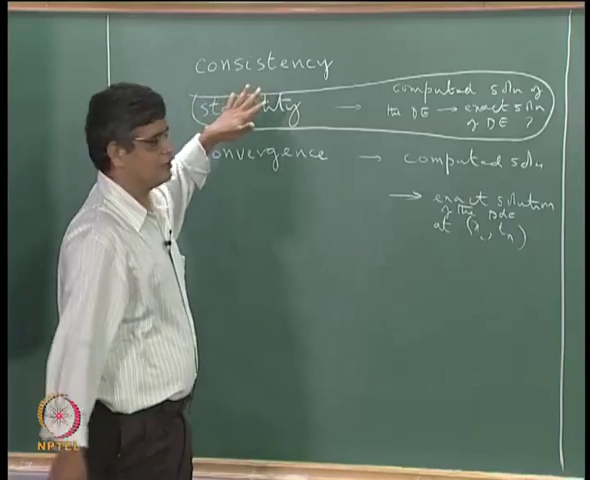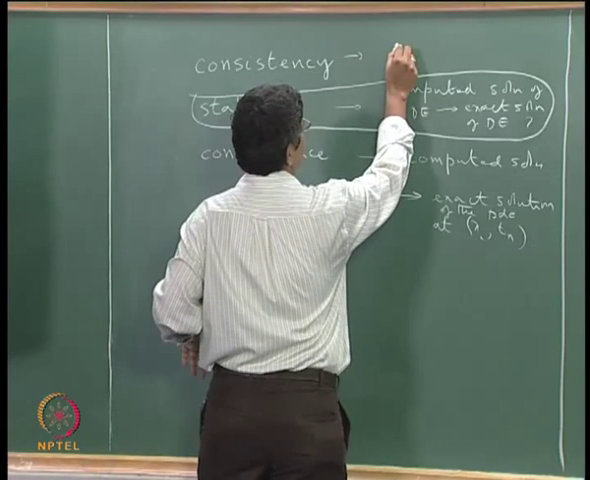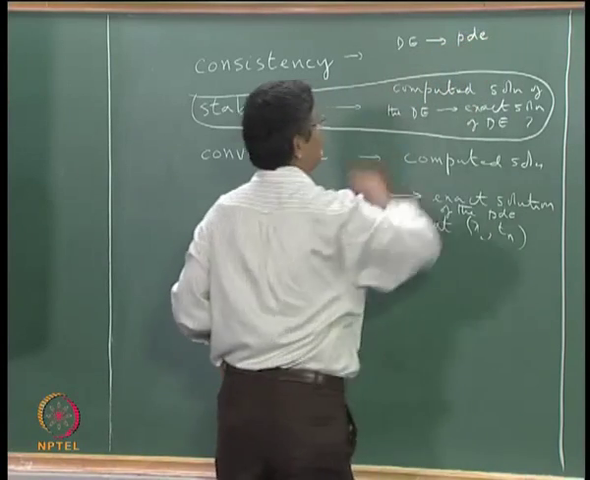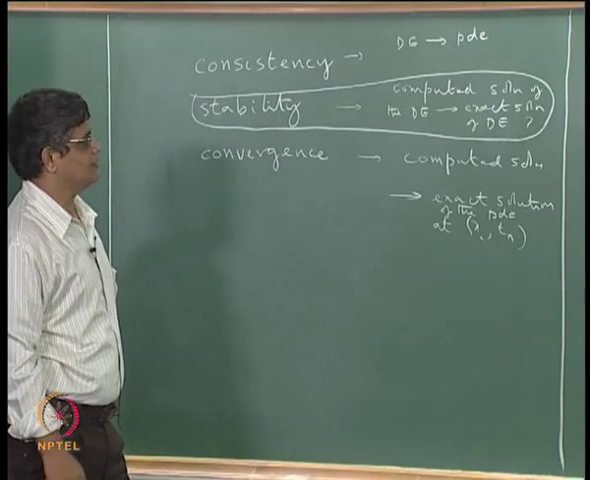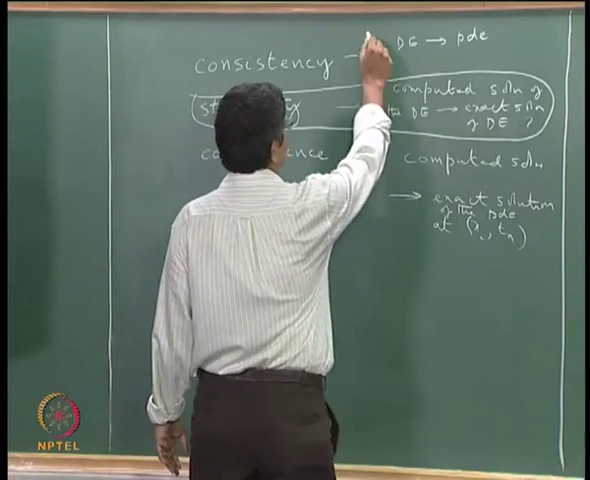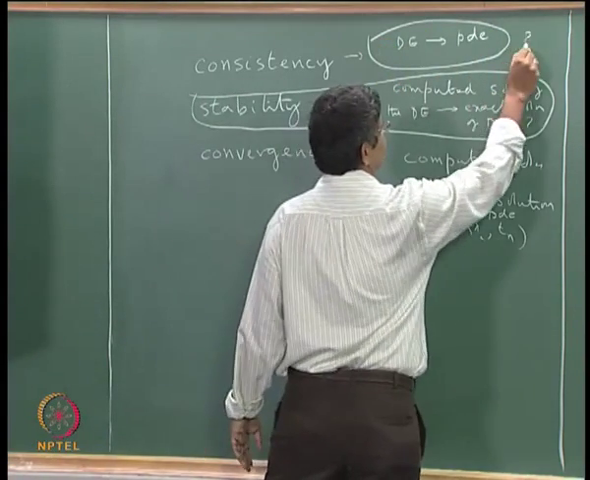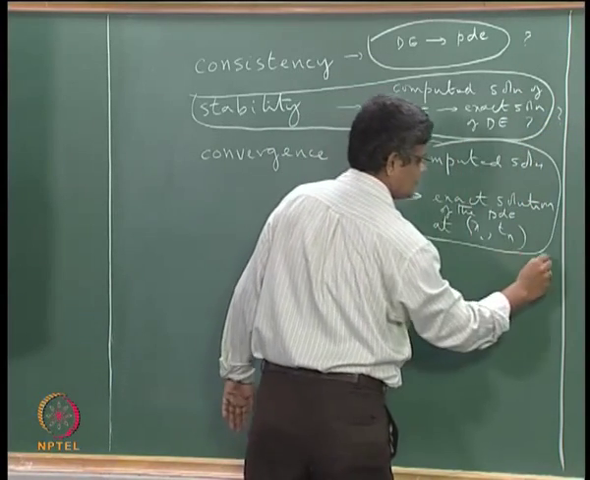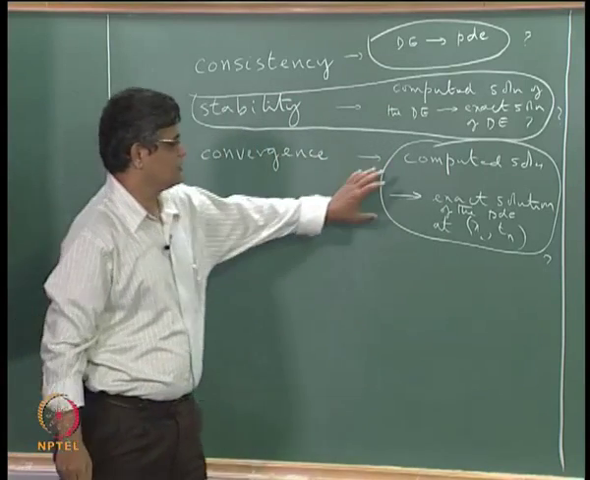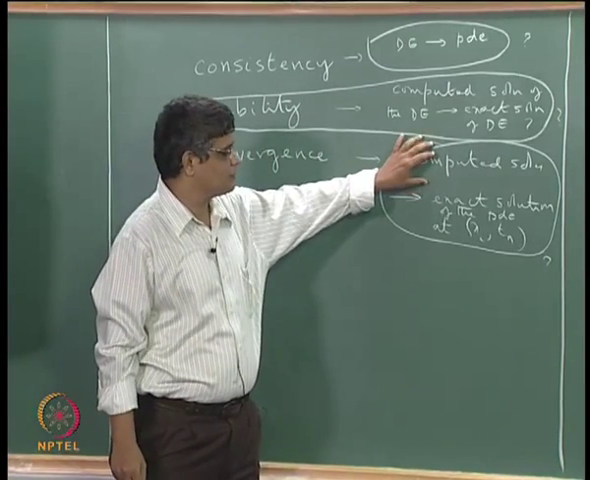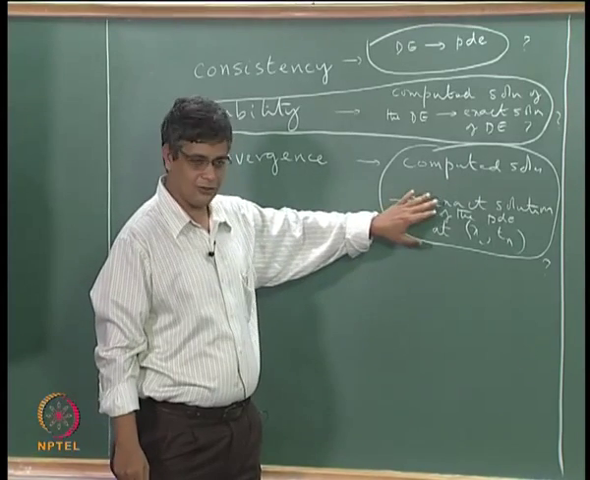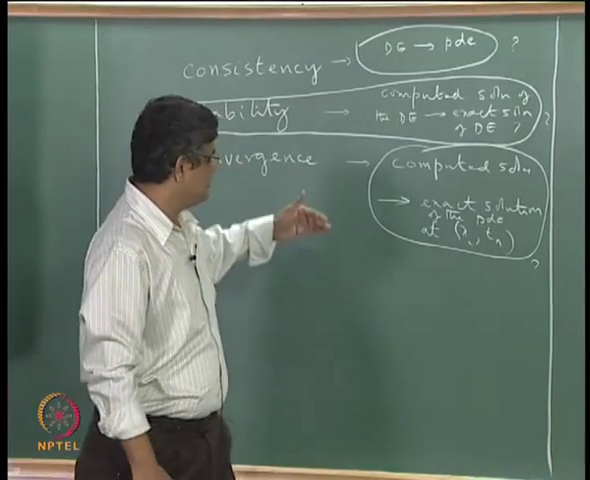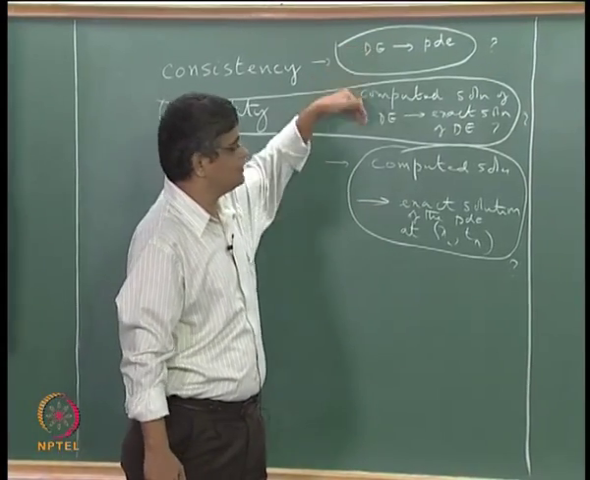Consistency is not about solution, it is only about whether the discretized equation approaches the partial differential equation, the governing equation. So, there are three different conditions. We are addressing three different issues. Ultimately, we want convergence. Ultimately, we want the computed solution to match the exact solution of the partial differential equation at the points x_i and t_n. But in order to get here, we have to pass these two hurdles.